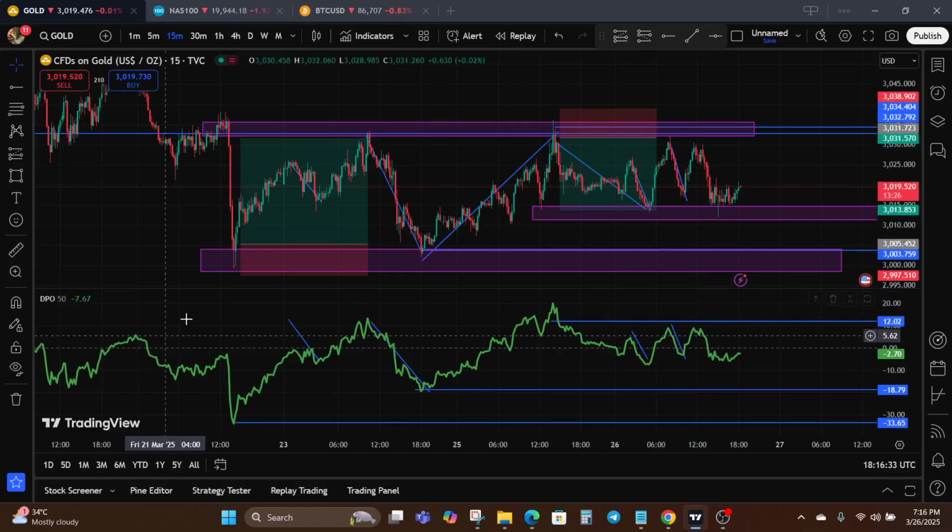Okay, so the Detrended Price Oscillator is a powerful tool for traders who want to focus on short-term market cycles without being influenced by long-term trends. By analyzing these short-term price cycles, traders can anticipate reversals before they happen and improve their timing for trade entries and exits. It works best when used in range-bound markets and combined with other technical indicators for confirmation.